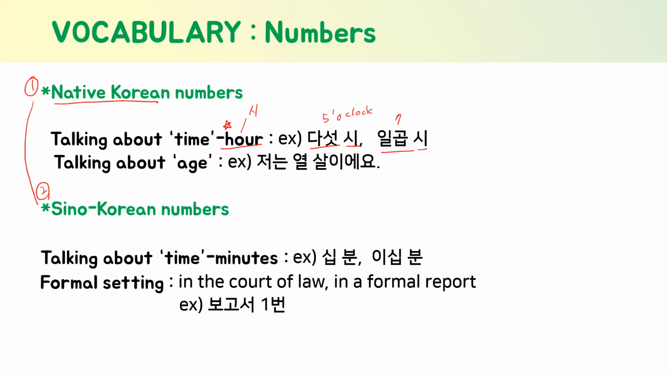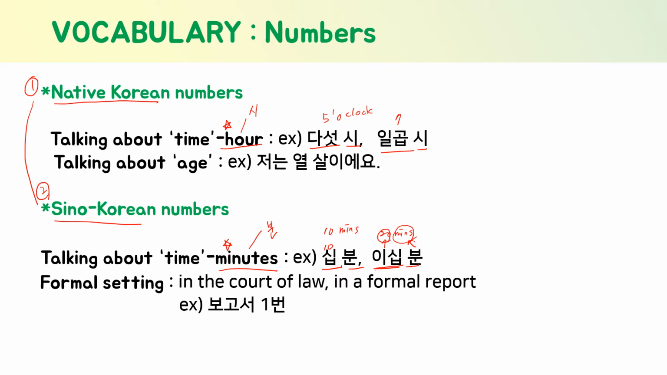But when we're talking about the minutes part of a time, we use the Sino-Korean numbers. The Korean word for minute is 분. For example, 10분, which means 10 minutes. 십 is the word for 10, and 분 is for the minutes. And another one, 20분, which means 20 minutes. 이십 is the word for 20, and 분 is for the minutes.